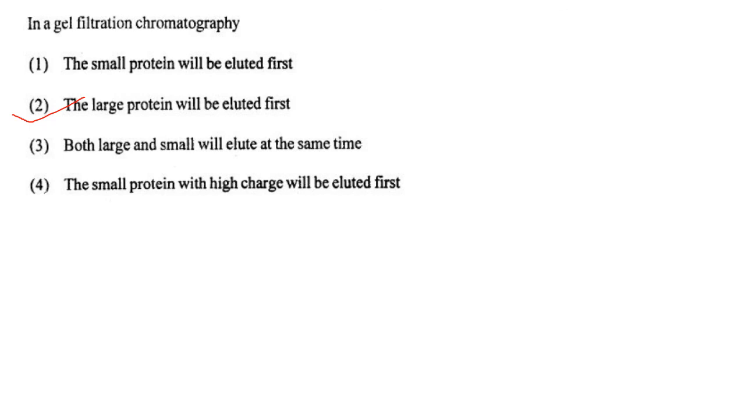Next one. In a gel filtration chromatography, option 1, the small protein will be eluted first. Option 2, the large protein will be eluted first. Option 3, both large and small protein will elute at the same time. 4, the small protein with high charge will be eluted first. Answer is option 2, the large protein will be eluted first.